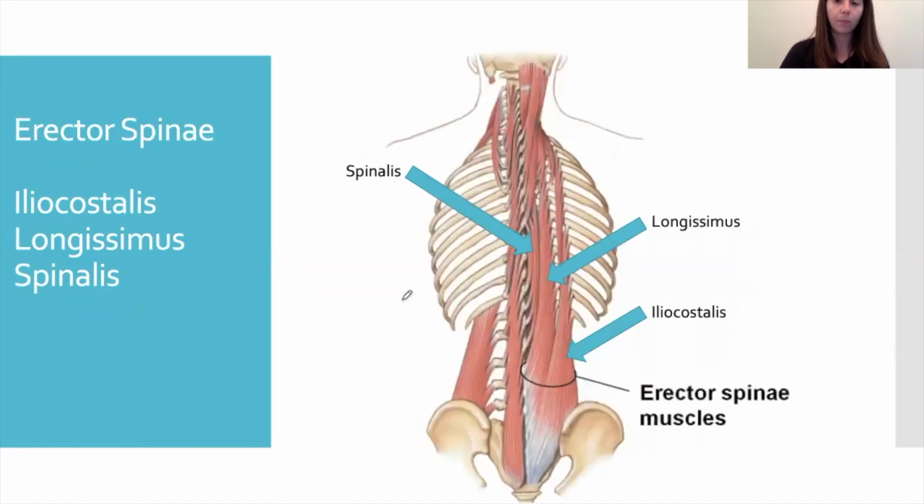Next, we have the erector spinae muscle group. From lateral to medial, these are the iliocostalis, longissimus, and the spinalis, and these are innervated by the dorsal rami of spinal nerves. The main function of these muscles is to extend the vertebral column. However, when they act individually, they also laterally flex the column.